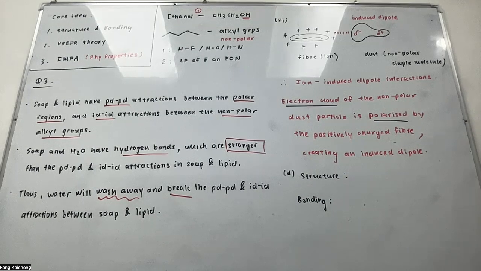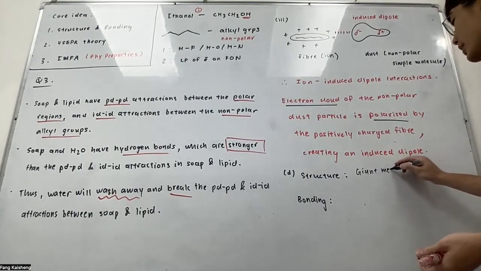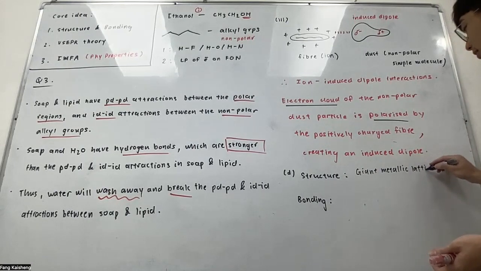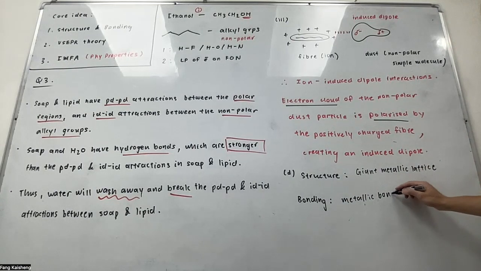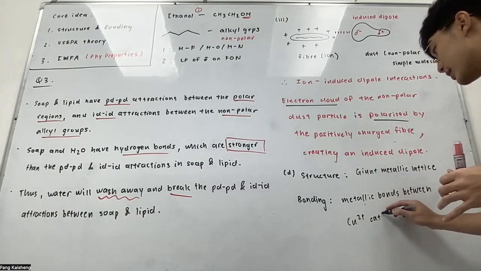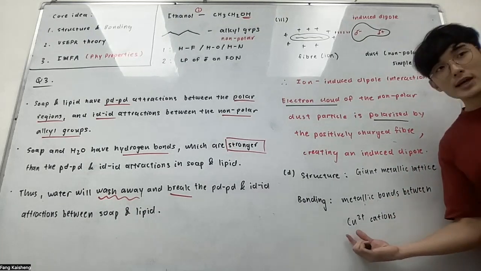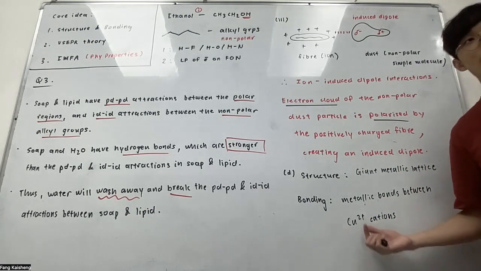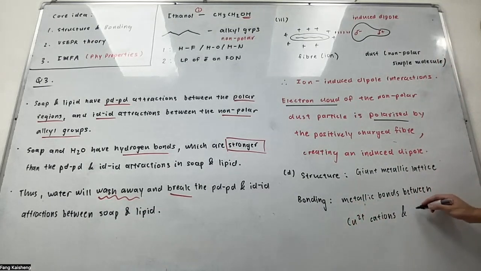How's the structure? Giant metallic lattice. Okay, simple 1 mark, easiest 1 mark of your life. But bonding is what? Metallic bonds between, you must specify the context in this question. If you just tell me metal cations, that's wrong. It's Cu2+ cations, because they specify copper. Now, some of you may ask me, why is it not Cu+? It's because in the metal it's Cu2+. This is the most common oxidation state of copper. Not Cu+, not really. Copper 2+ cations and what?